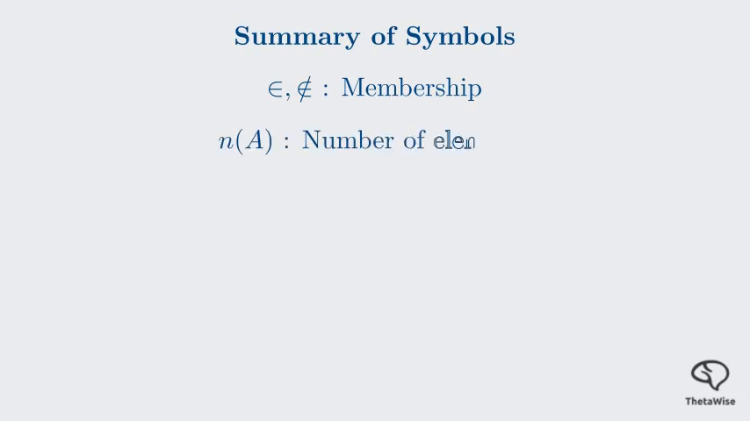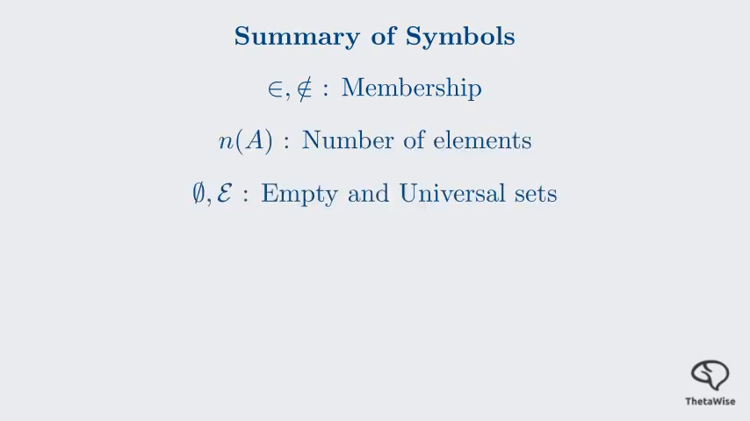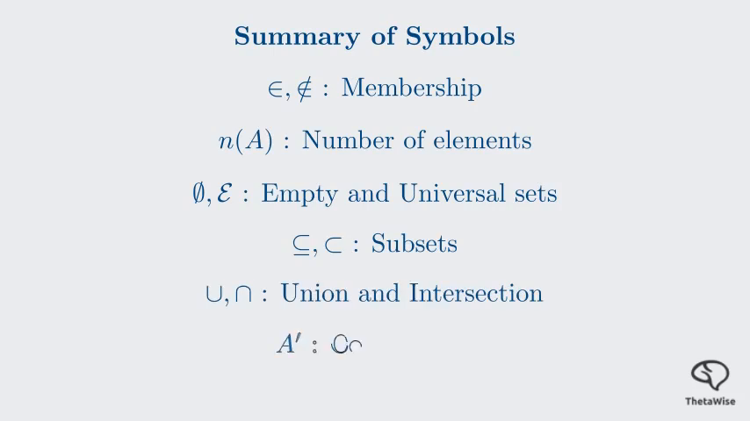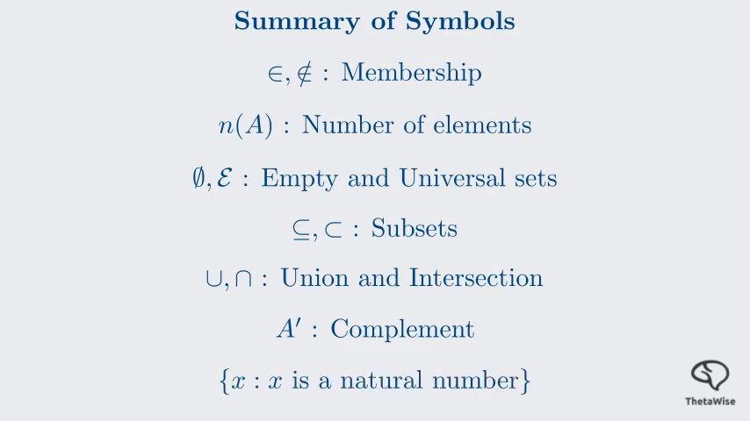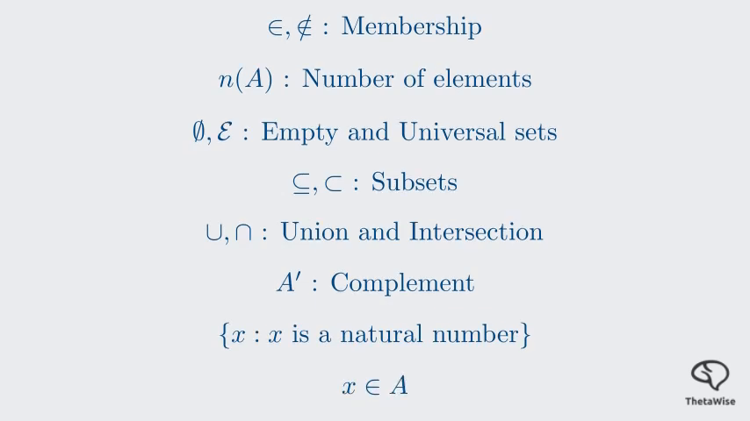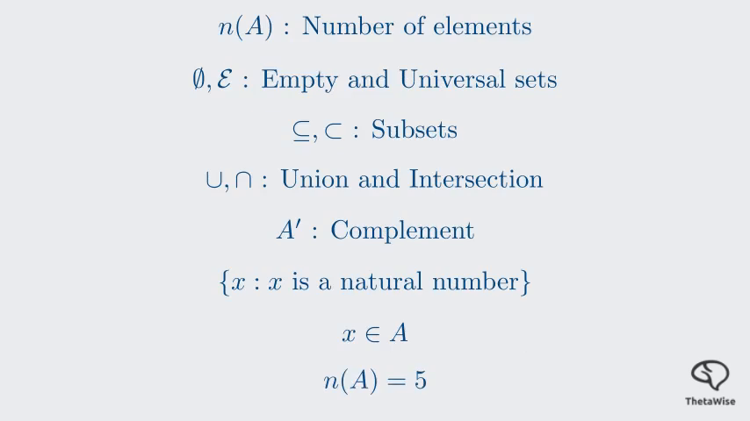Let's conclude by reviewing the symbols and concepts we've mastered today. We have membership symbols, the number of elements notation, empty and universal sets, subsets, union and intersection, and finally, the complement. We started by learning how to read set builder notation, which uses a colon to mean such that. We then moved into the grammar of sets, how to say an item belongs to a set using the element symbol, and how to count them using n of A.